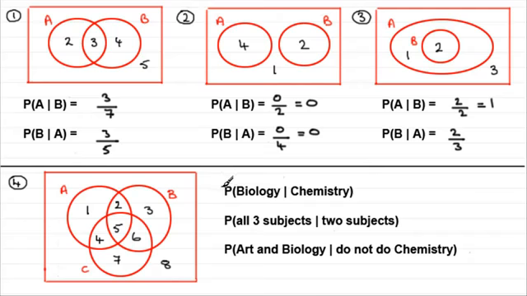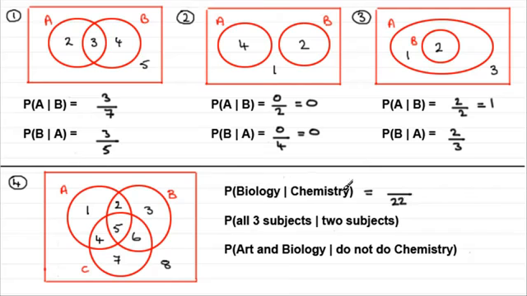First one then, probability that someone does biology given that they do chemistry. So we know that they do chemistry, so how many people do chemistry? That's going to be our denominator. The number of people doing chemistry is in C. That would be to add up the 4, 5, 6 and 7, and if you add up 4, 5, 6 and 7, you should find you get 22. So 22 people doing chemistry.